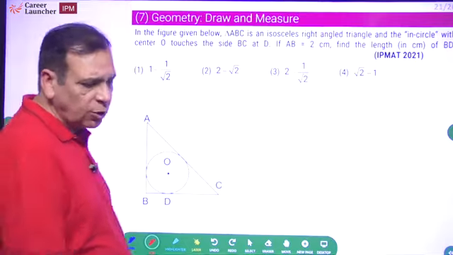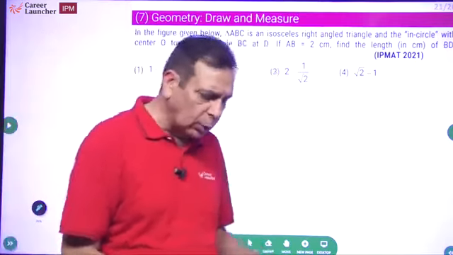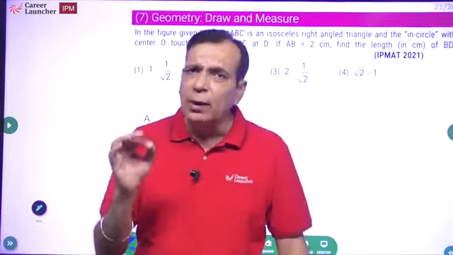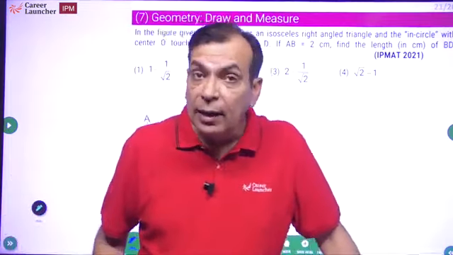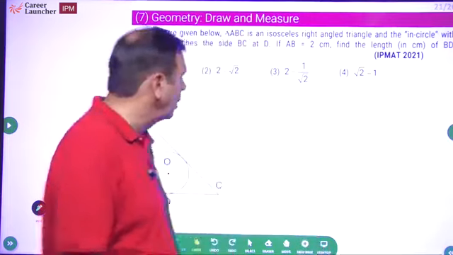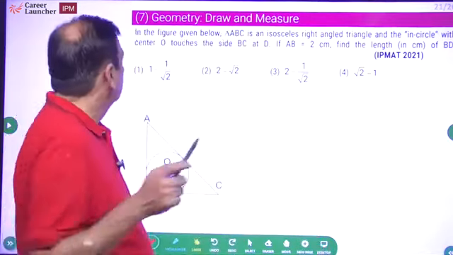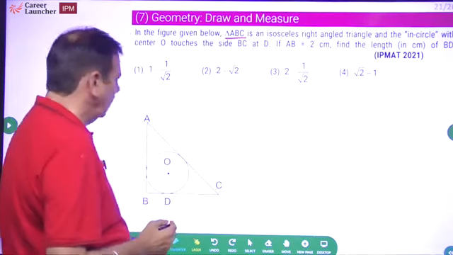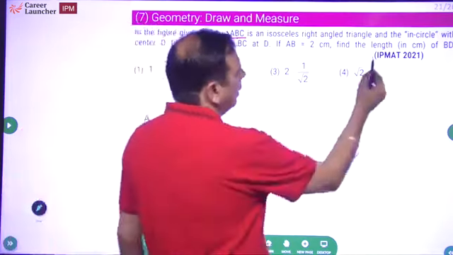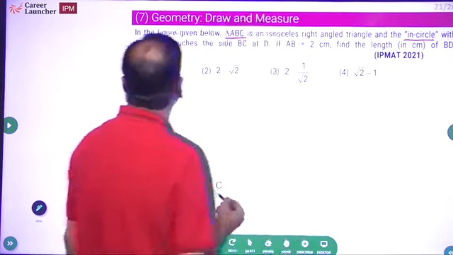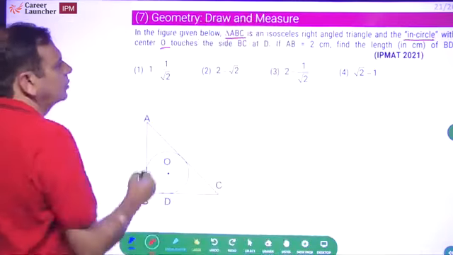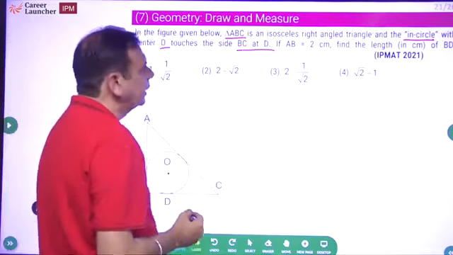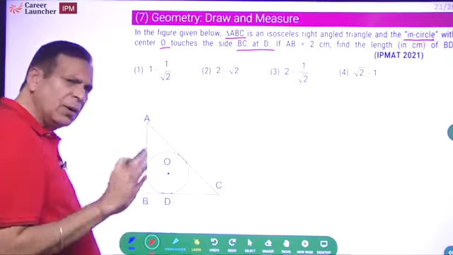Okay, now let's look at this question of geometry, because people struggle a lot with geometry. But remember one simple thing about geometry: if the figure is to scale, you can always get the answer from the figure. And a large number of geometry questions have the figure given. So let's look at this question. In the figure given below, triangle ABC is an isosceles right angle triangle, and the incircle with center O touches the side BC at D. If AB is equal to 2 centimeters, find the length of BD.